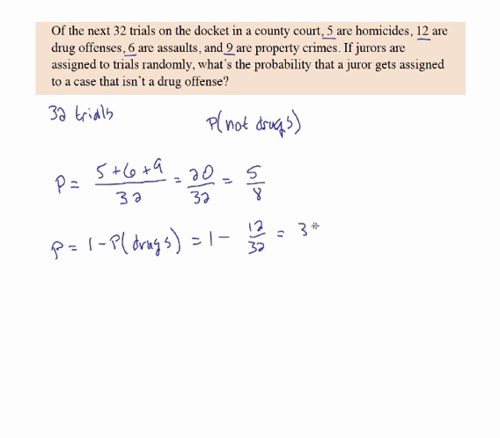Now I have a simple subtraction of fractions, and I get 32 over 32 minus 12 over 32, which is 20 over 32. That also fortunately reduces to 5/8, so I get the same answer either way, which is always a good thing.